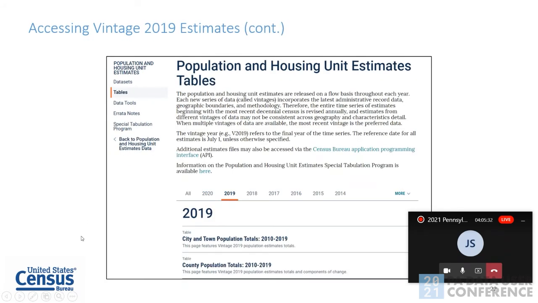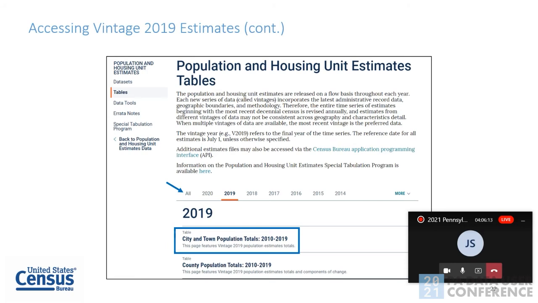This is the top part of the page that I just clicked on. Estimates for other geographies are listed below. Notice that there are tabs referring to the years for which estimates are available. I've selected 2019. There's a drop down over on the right next to more, which we'll explore a little bit later in the presentation. I'll come back to that, but I'm going to select city and town population totals here.